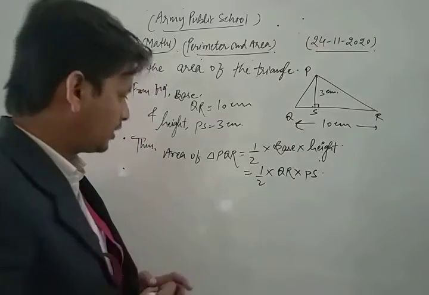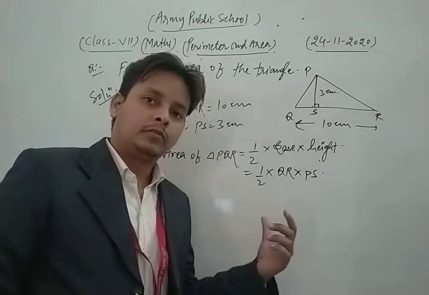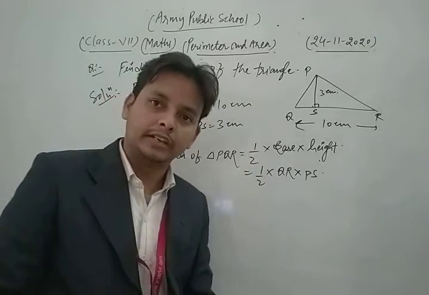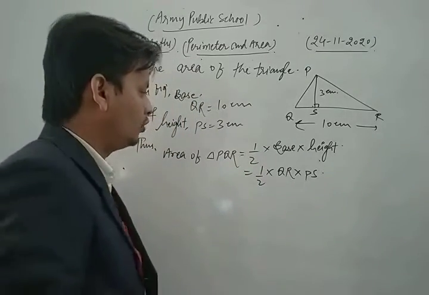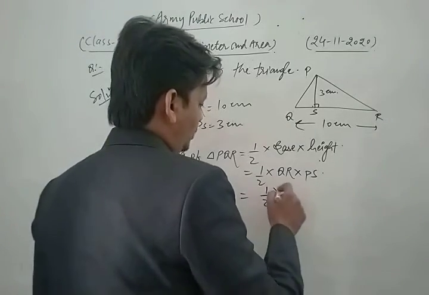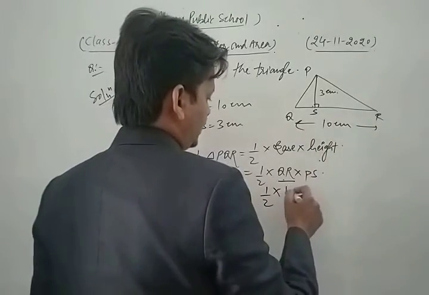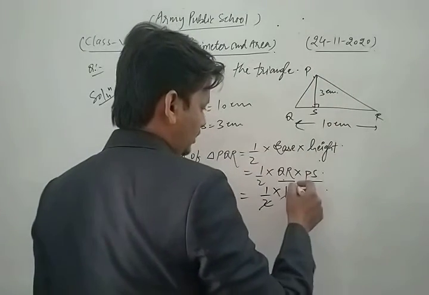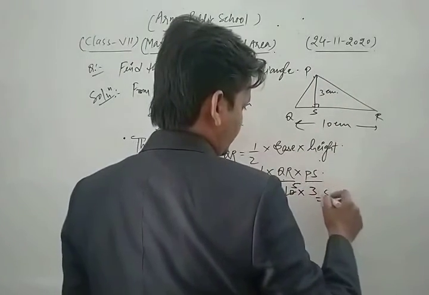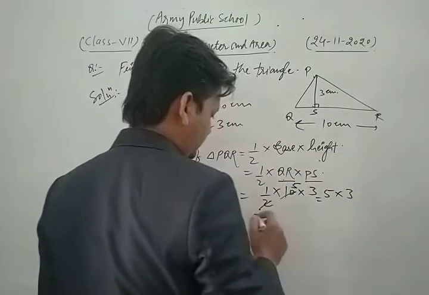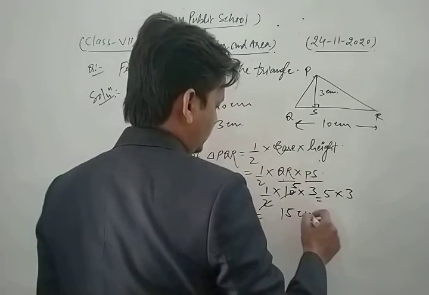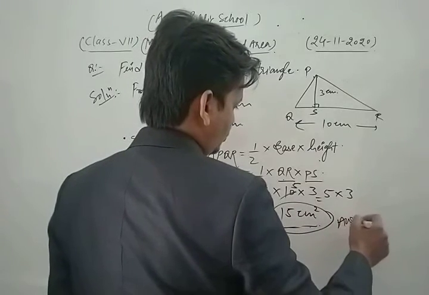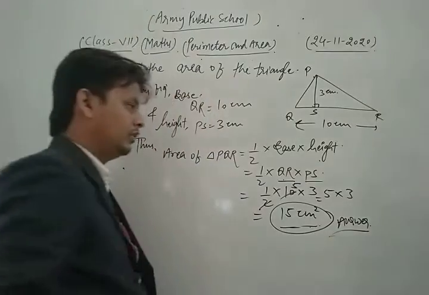PS. Okay, this is the formula for the area of triangle PQR as 1/2 into base into height. Now from there we get 1/2 into base QR, which is 10 centimeter, into PS, the corresponding altitude, which is 3. So 2 5s are 10, that is 5 into 3. 5 3s are 15 centimeter square. This is our required solution of the given question.